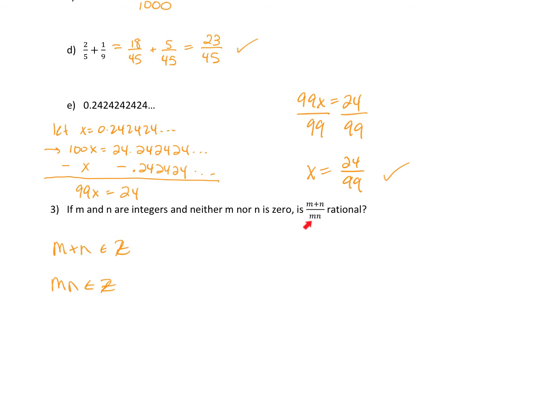And then the second and crucial part of the definition is that the denominator cannot be 0. Now, is it possible that m times n is 0? No, because the only way a product can equal 0 is if one factor or the other factor is 0. But we know that neither m nor n is 0. So those do not equal 0, and that's called the zero product property.